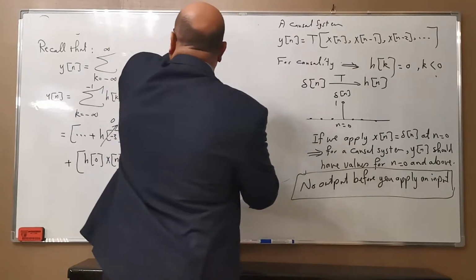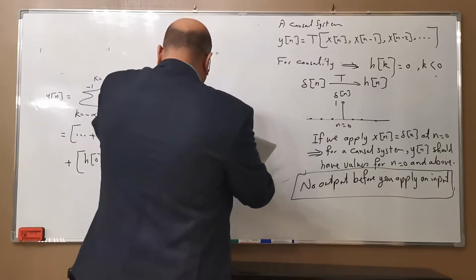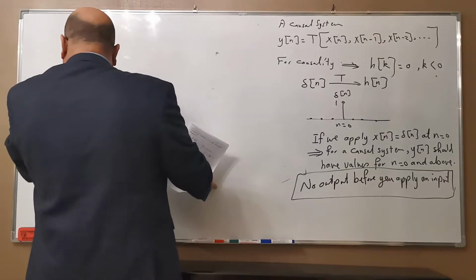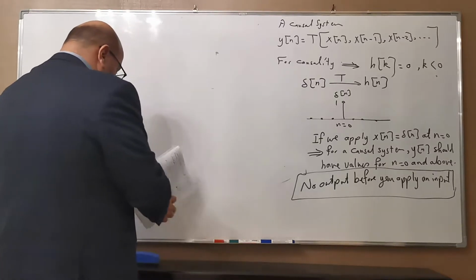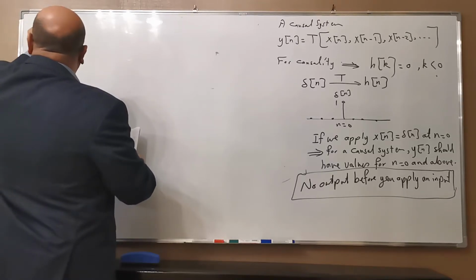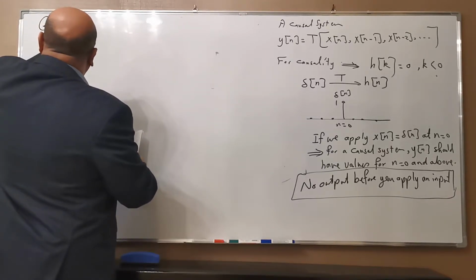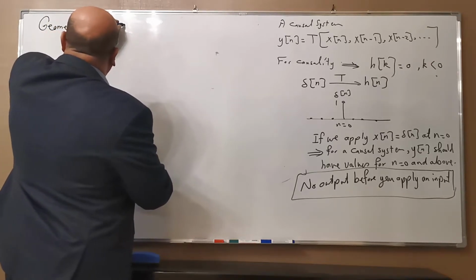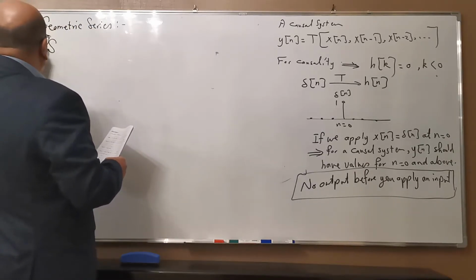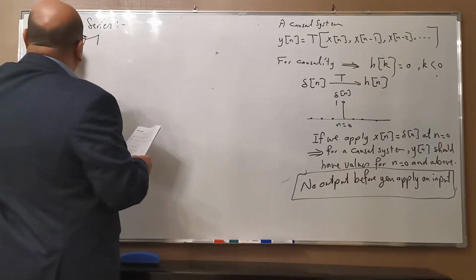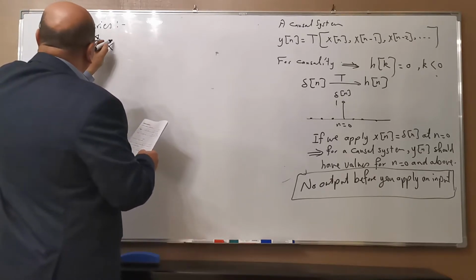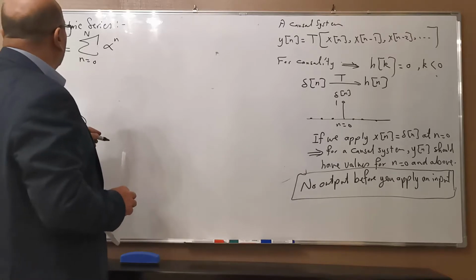Okay, before we take an example, let's take one mathematical tool that we need in our analysis, and that is, let's discuss the geometric series. The geometric series is a series that has the form S equals the summation from n equals 0 up to capital N of alpha to the power n. So this is what we call a geometric series.